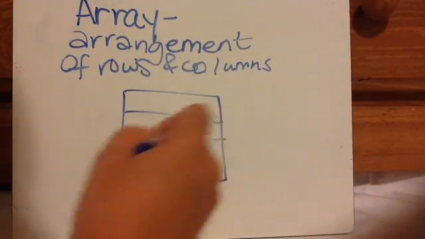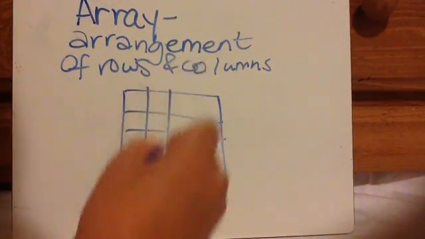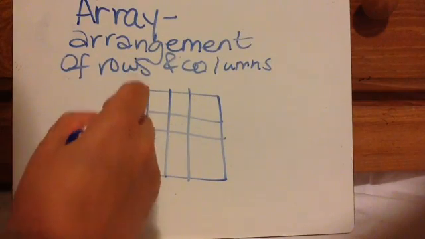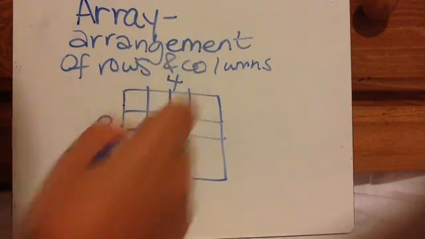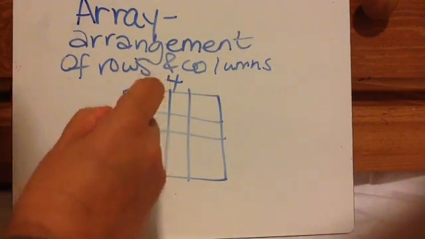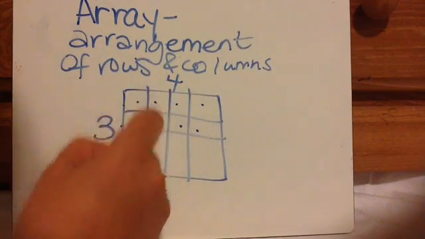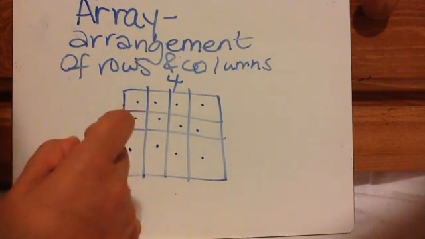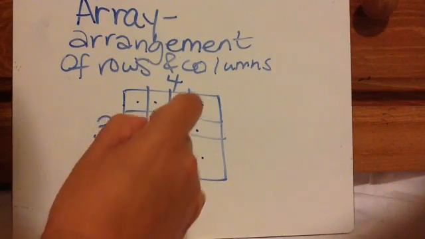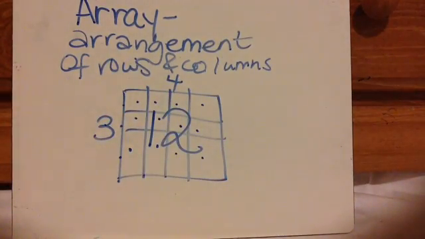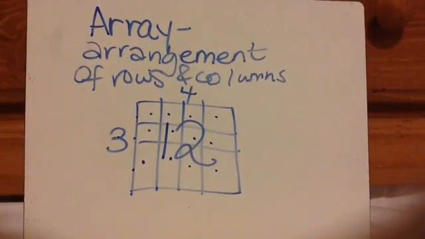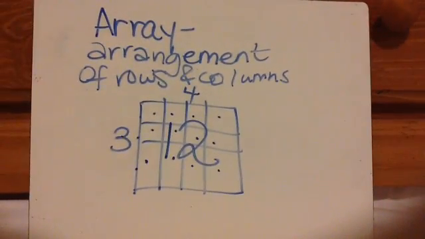So I'm just going to do a basic example. I have 3 rows and 4 columns. So instead of counting 1, 2, 3, 4, 5, 6, 7, 8, 9, 10, 11, 12, I can do 3 times 4, that equals 12. So 12 is the product. 3 and 4 are the factors.